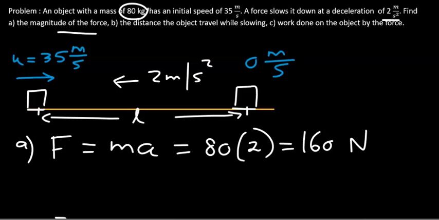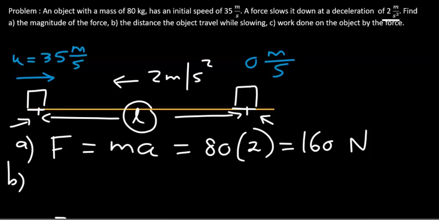What is the direction of this force? The same as the direction of the acceleration, namely to the left. Part B. Calculate the distance the object travels while slowing down. So it has an initial speed of 35 meters per second, and after traveling a distance L, it slows down and comes to a complete rest, meaning the speed is now 0 meters per second. What is the distance traveled L?